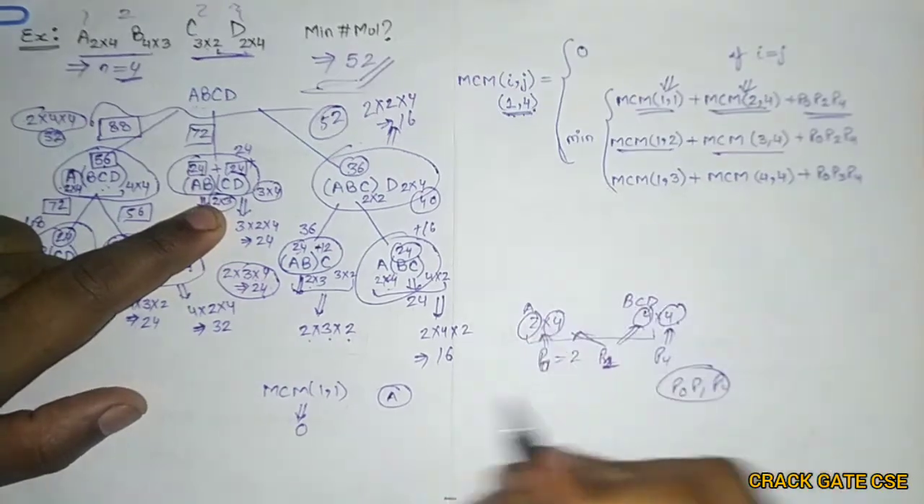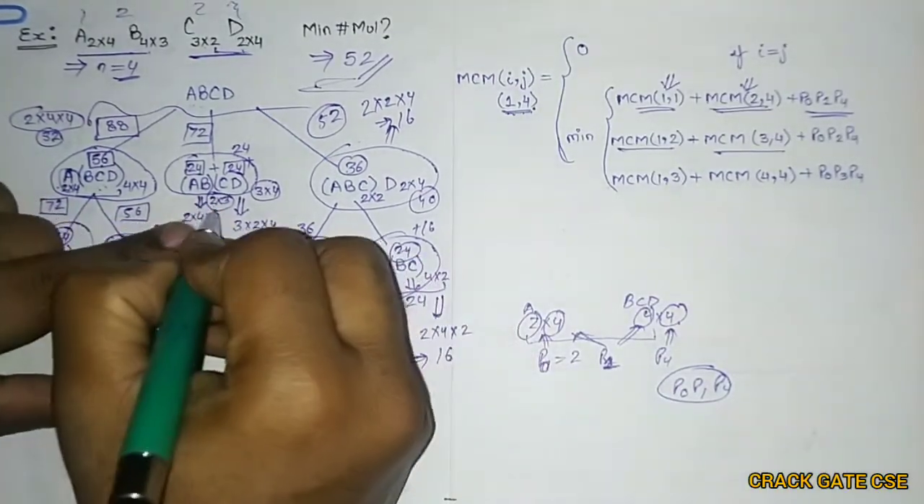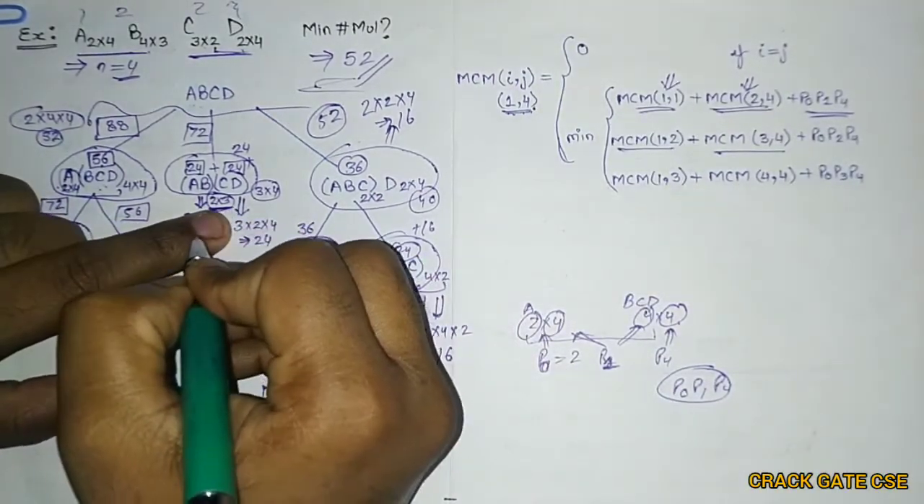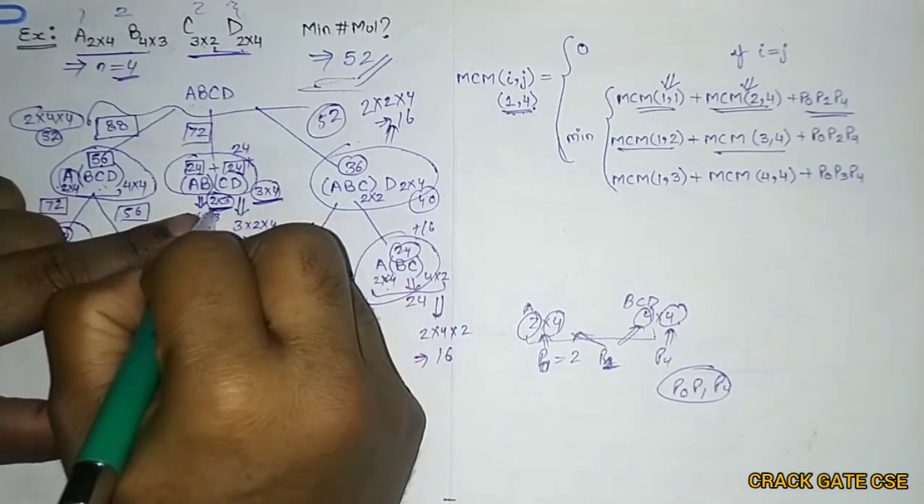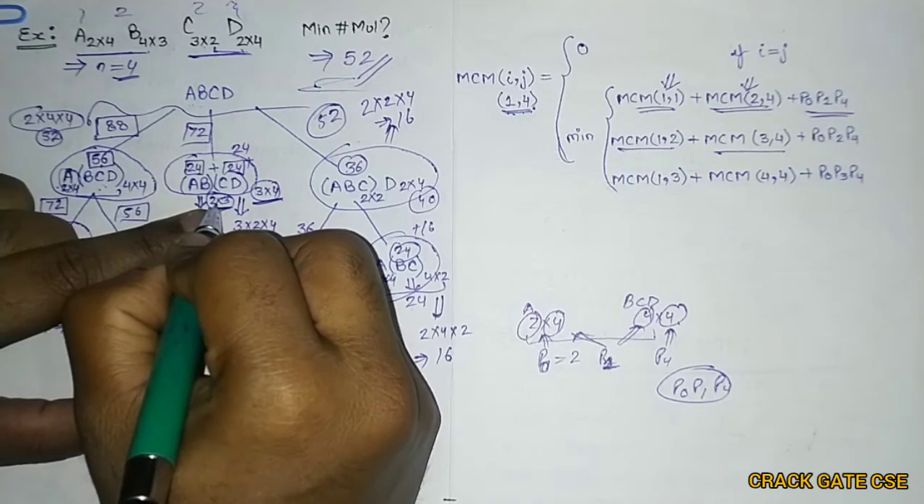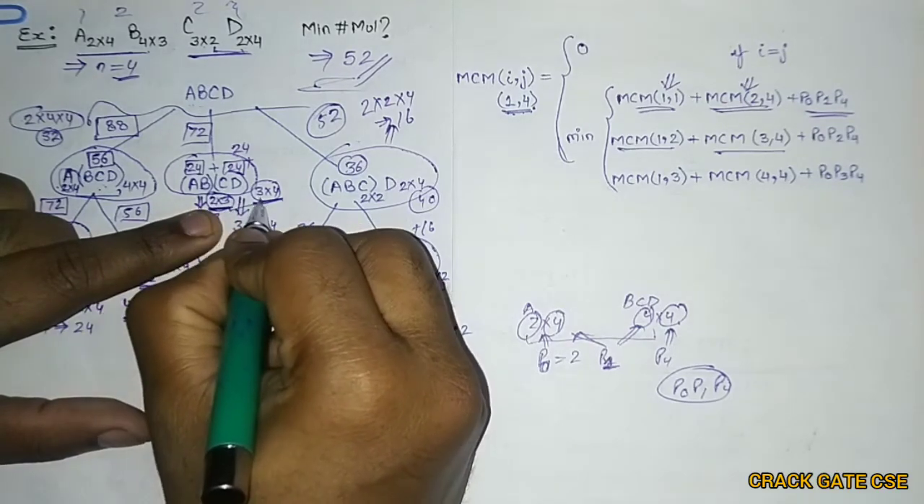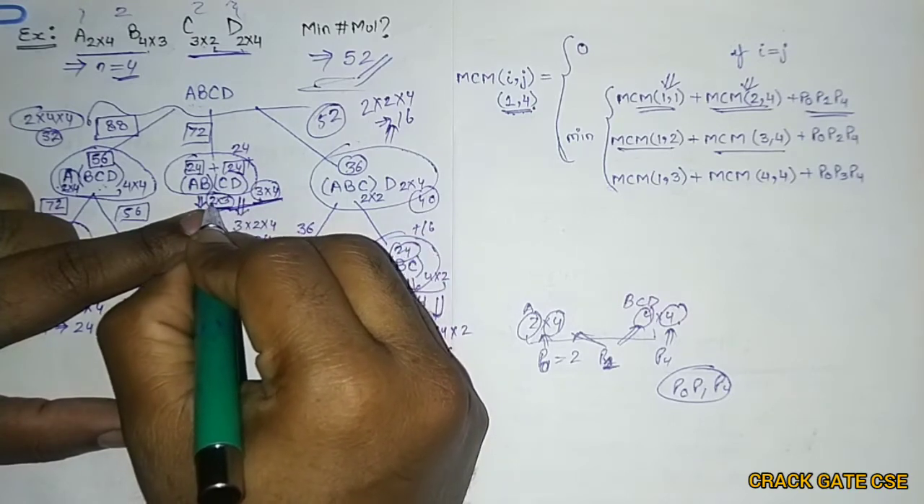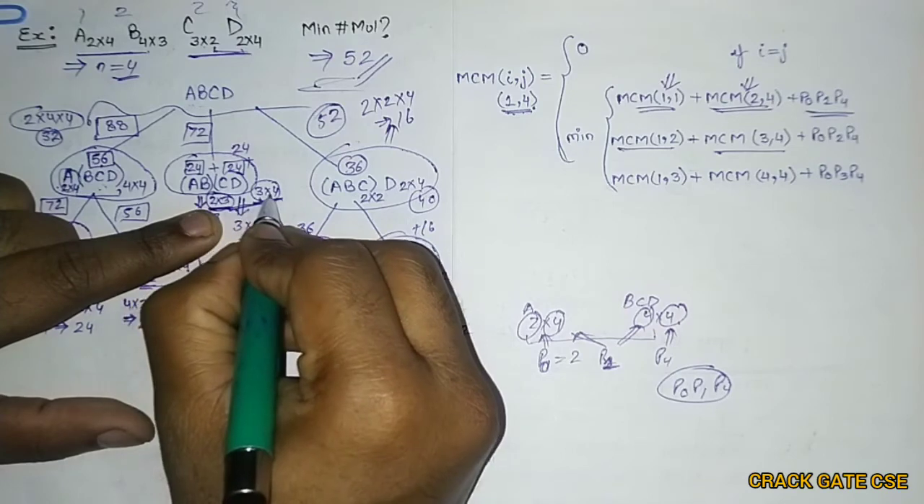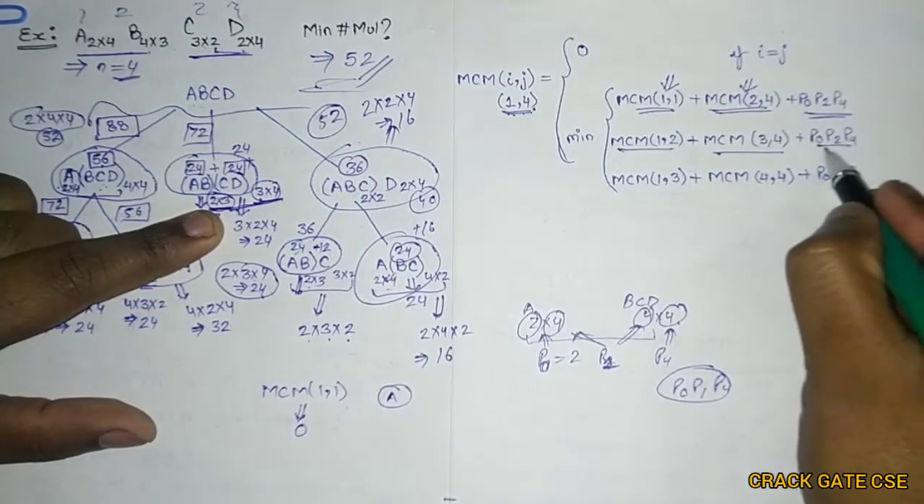So for AB, I got 2 comma 3, and for CD I got 3 comma 4. So here P0 is equal to 2, P2 is equal to this 3, and P4 is equal to this 4. When we are multiplying this, I will be multiplying P0 with P2 with P4. So this is what is written here.